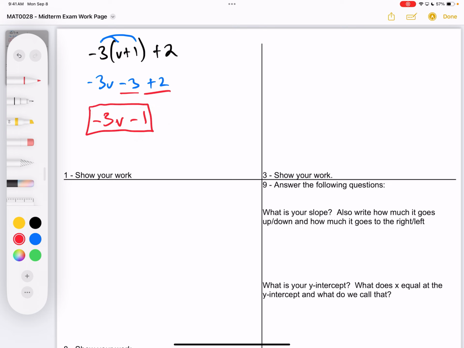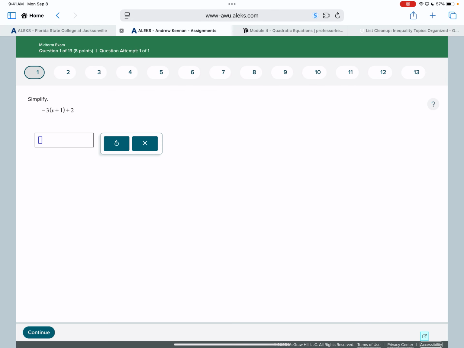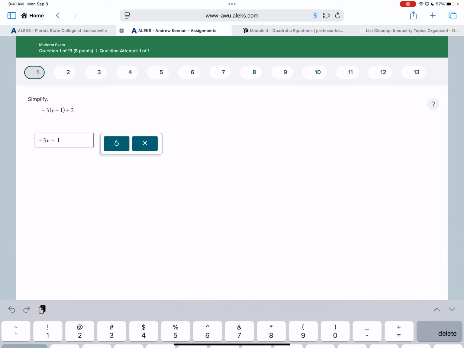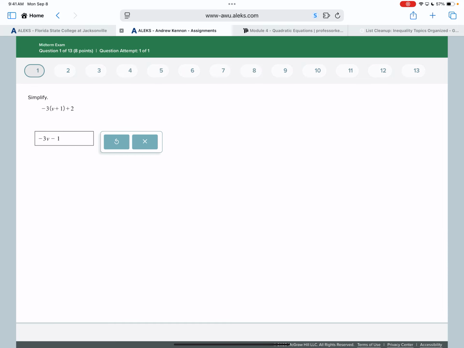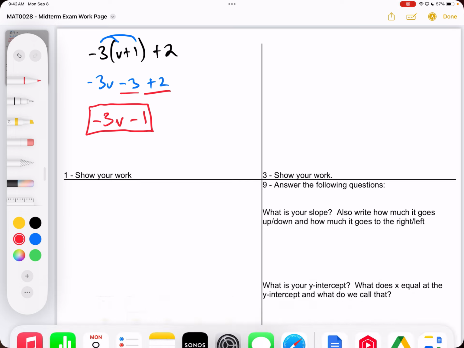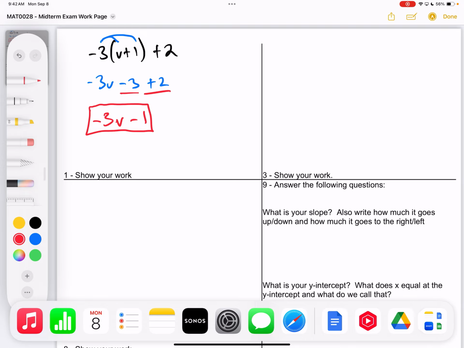Okay. So all you have to do on this one is show your work right there. Then jump over to Alex and type your answer in. Negative 3v minus 1. Okay. And that's it. A lot of them, that's all I'm going to want you to do, just show your work like that. The next one moving to the right is number 3. So number 2, I don't have to see your work.